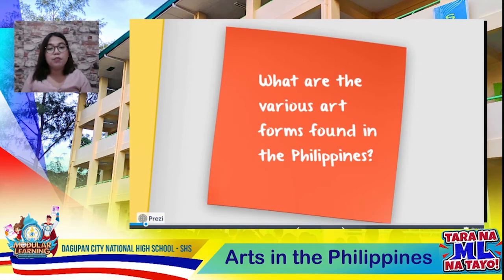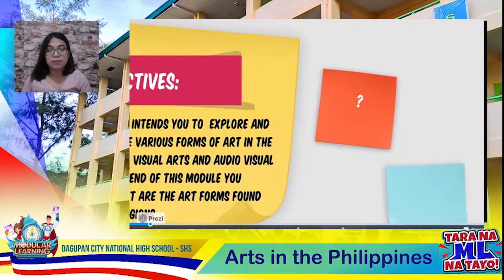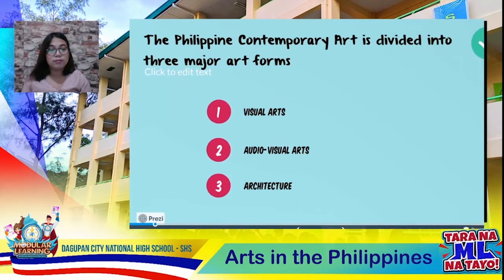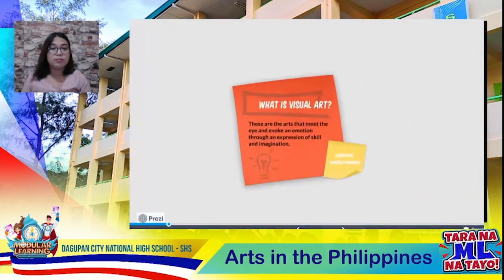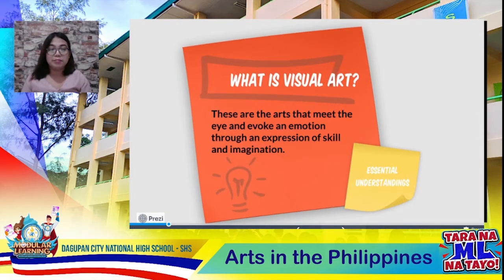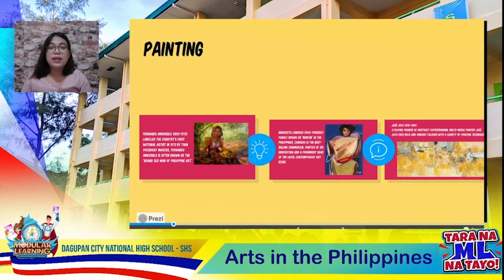What are the various art forms found in the Philippines? The Philippine contemporary art is divided into three major art forms. These are visual arts, audiovisual arts, and architecture. What is visual art? These are the arts that meet the eye and evoke an emotion through an expression of skill and imagination. Example of this is painting.